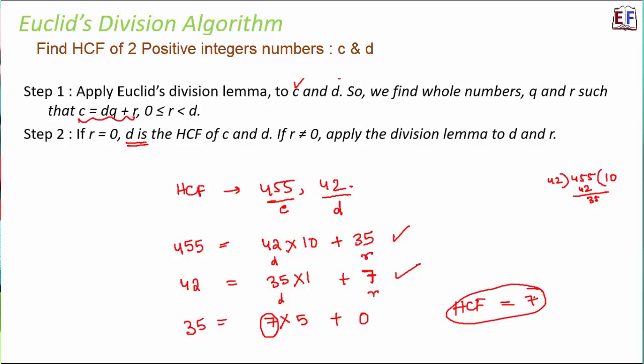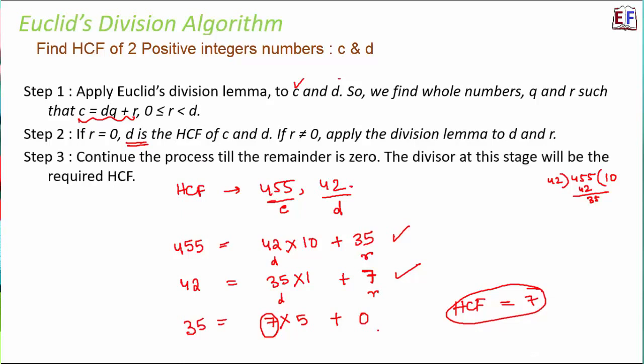So you understand, right? Basically we need to apply Euclid's division lemma in this fashion. As long as you do not get the remainder equal to 0, you need to continue applying this division lemma to D and R. That's it. So this is how we do it. Finally, as I said, we continue the process till the remainder is 0. The divisor at this stage will be the required HCF, as you saw here. So we continued it for 3 steps and finally 7 became the HCF.